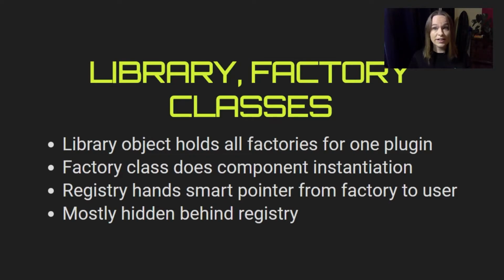So the plugin library is the actual dynamic library file that the registry loads up, and once it's loaded, the information in the library file is used to create library and factory class objects. This is mostly hidden behind the registry, so you don't have to worry about it, but just so you know, a library object is what holds all of the factories for one plugin, and the factory class is what does component instantiation. It's what actually creates the objects. And once these objects are created, the registry hands you a smart pointer to the object.